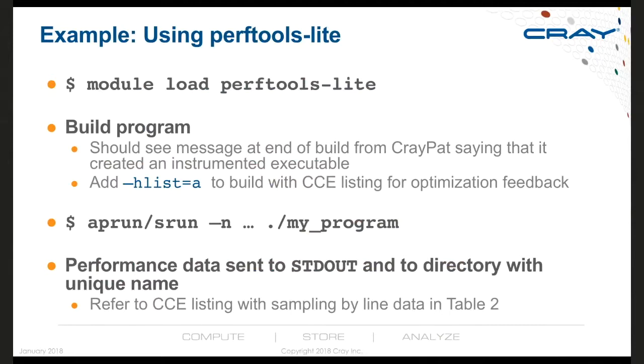After you build your binary, then you run your program the way you normally do on your system, so either aprun or srun, depending on your workload manager. Your program name is the same as it was before, but it is instrumented to collect performance data. The performance data will be sent to standard out in a text report along with your application output. It does also get sent to the directory with the unique name that I talked about. And one of the things that you can do is use a compiler listing that has line number information to help correlate things. We do correlate to line number, and I'll show you an example of that, but you can get more information if you happen to have that listing as well.